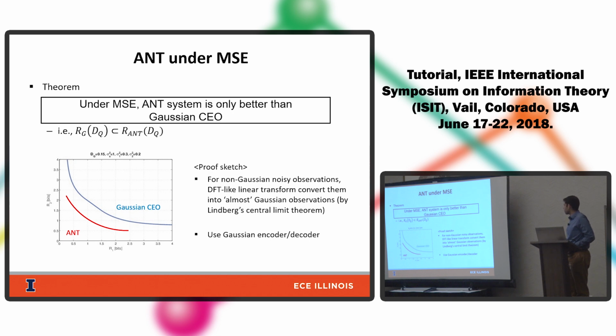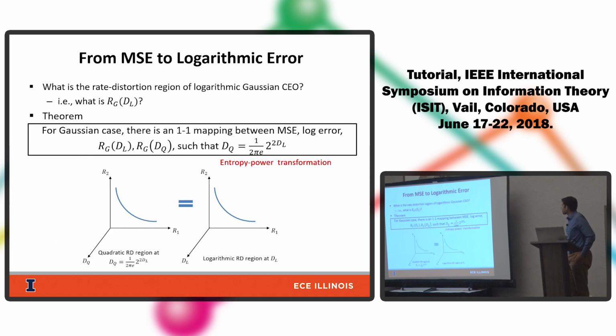So the Gaussian CEO problem has a rate region. ANT in this modeling approach will only be better. And so we can use the Gaussian CEO problem as a way to get some insight. Furthermore, we can convert from mean squared error to a more useful performance metric for AI and machine learning applications, which is logarithmic error. And there's an entropy power transformation. So in the Gaussian case, one can prove there's a one-to-one mapping between mean squared error and logarithmic loss. And so one can convert the rate regions by doing some substitutions. Okay. And so again, now we can use the Gaussian case as the worst case for any of the algorithmic noise tolerance noises we might observe.